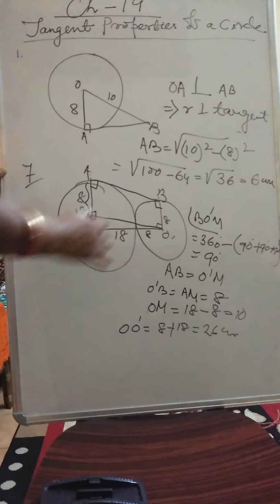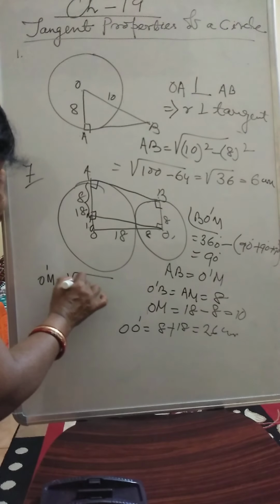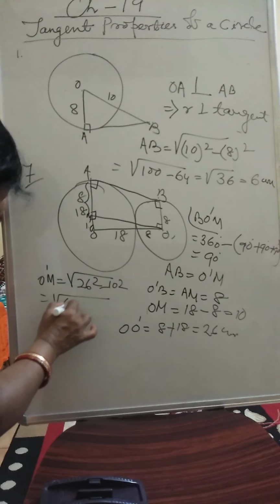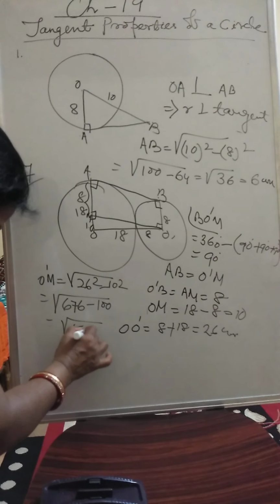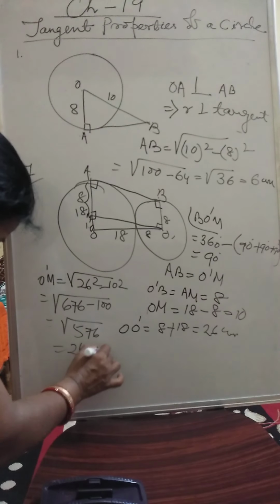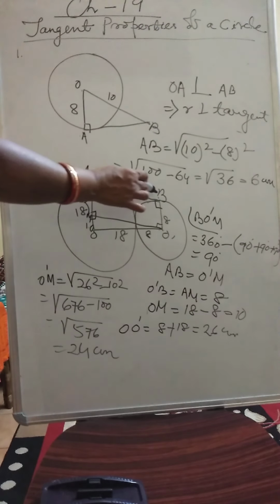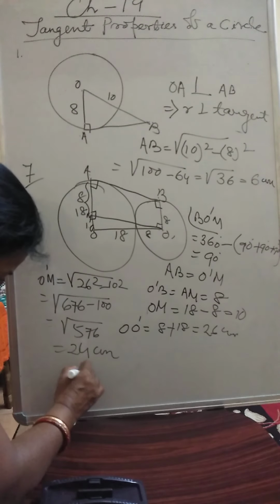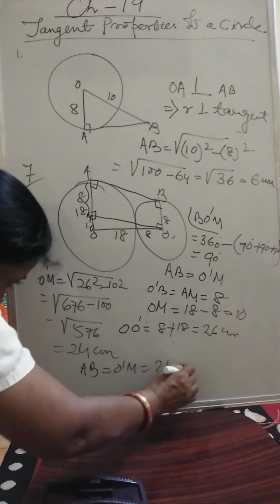OM, you got 10. Hence, what is O dash M? O dash M is root of 26 square minus 10 square. You are applying Pythagoras theorem. 676 minus 100, that is 576, root is 24 centimeter. Now see children, O dash M we got 24. As we have done, it is a rectangle. Rectangle opposite sides are equal. Therefore, I will write AB equal to O dash M is equal to 24 centimeter.